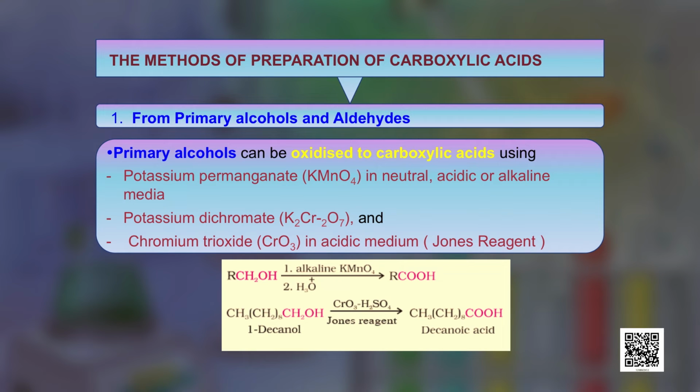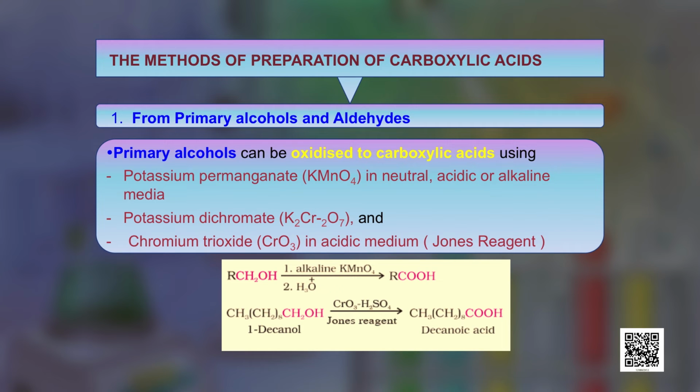The first one is from primary alcohols and aldehydes. Primary alcohols can be oxidized to carboxylic acids using potassium permanganate, that is KMnO4, in neutral, acidic or alkaline media. All 3 are possible. The second reagent is potassium dichromate, that is K2Cr2O7, and the third reagent is chromium trioxide, CrO3, in acidic medium, which is specifically known as Jones reagent.